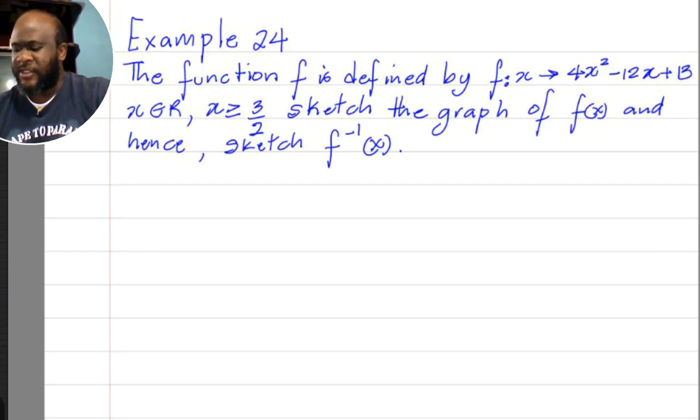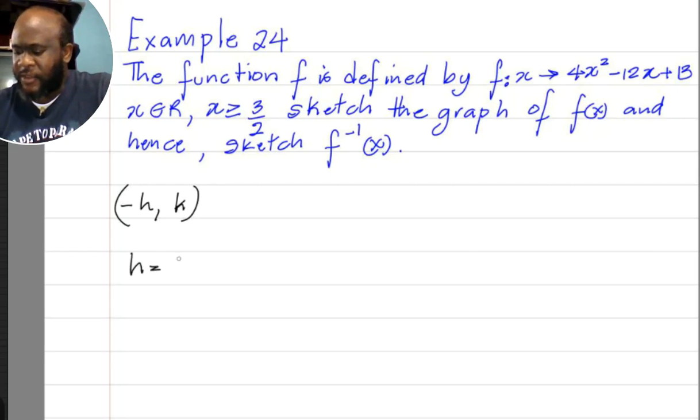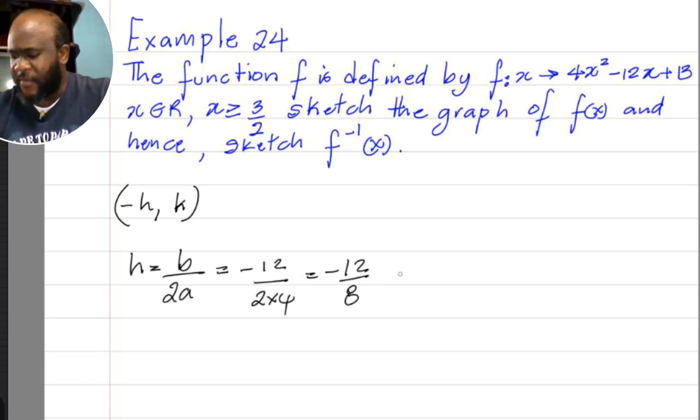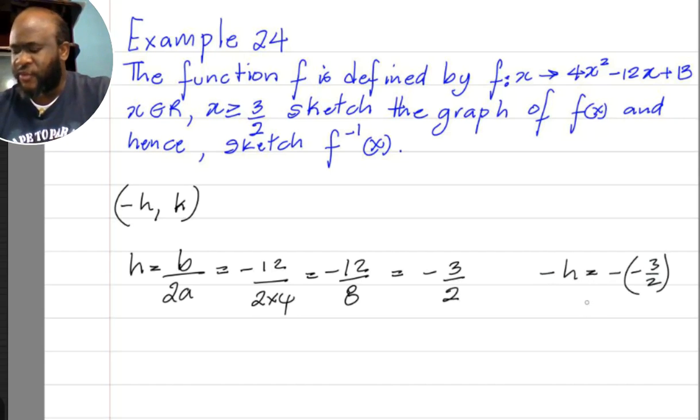All right, if we're going to sketch f of x, we need to complete the square so that we can determine what is the minimum point. All right, so the minimum point is minus h, k. So h is equal to b over 2a. b over 2a would be minus 12 over 2 times 4, minus 12 over 8. So this is minus 3 over 2. All right, so this is h. So minus h would be minus 3 over 2, which is 3 over 2.